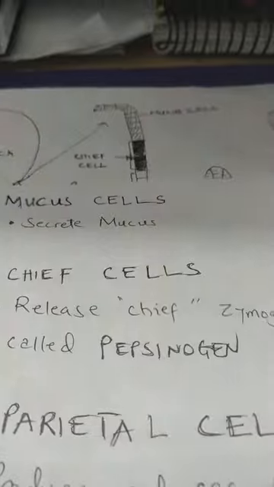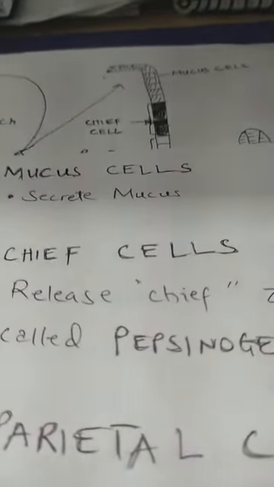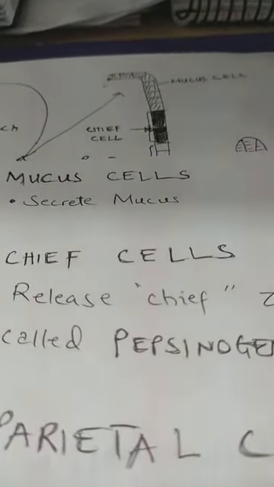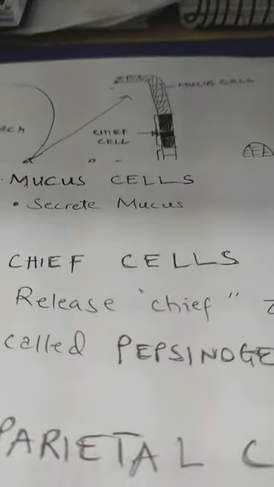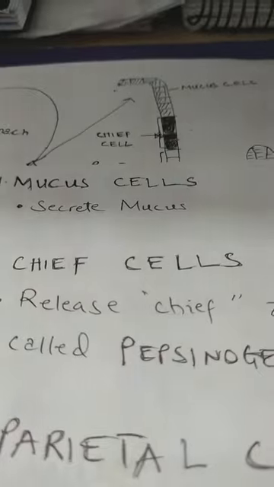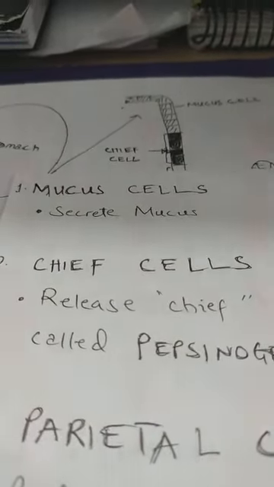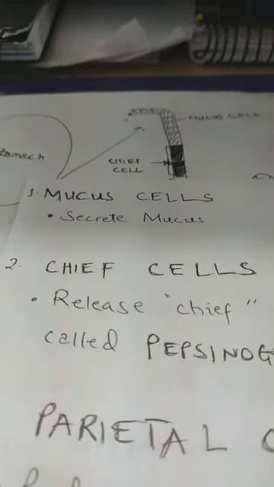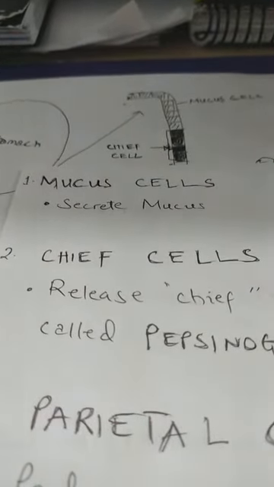And as its name suggests, our mucus cells secrete mucus. Mucus plays several important roles. First, it helps in lubrication of our food. So food inside our stomach is lubricated by our mucus. And also, our mucus plays a very important role in preventing the lining of our stomach from being degraded.